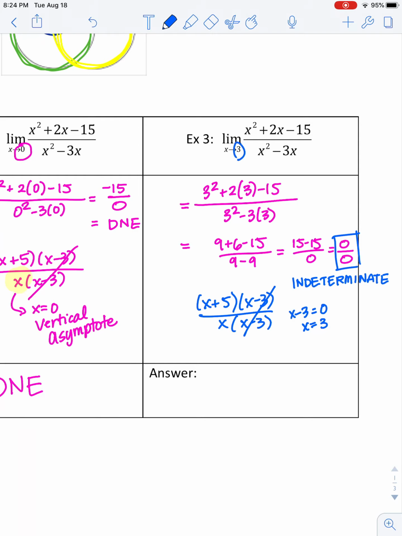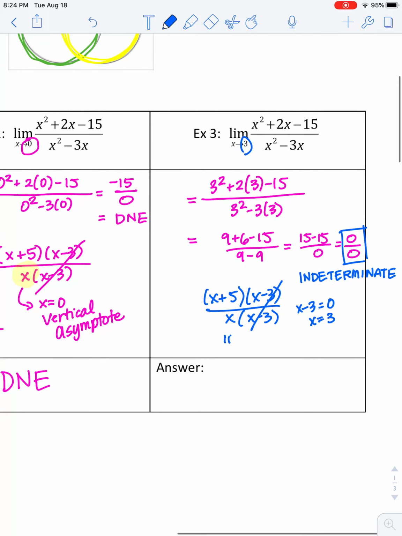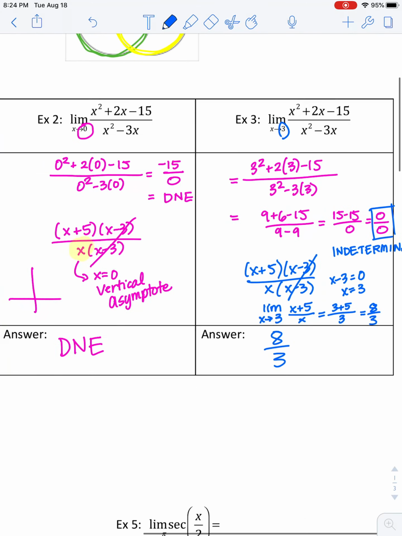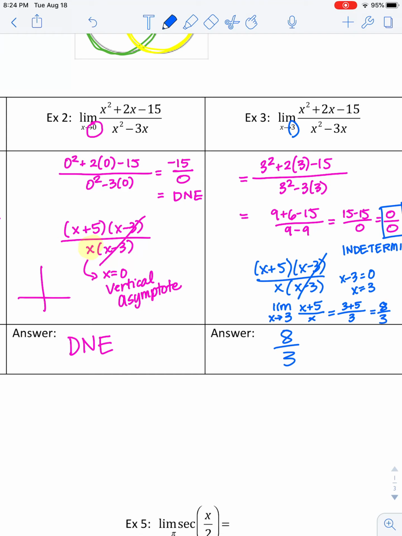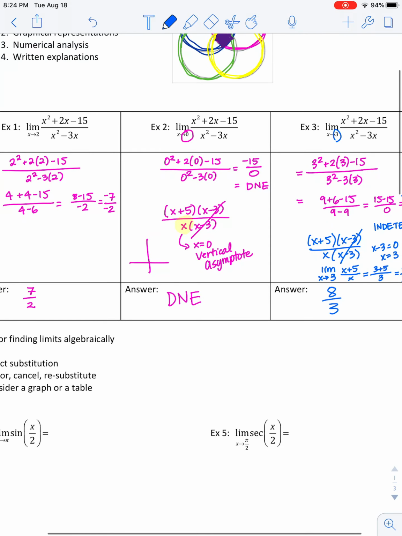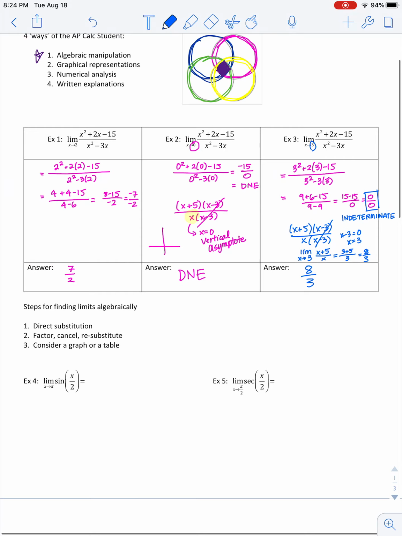Well, if I can cancel that out, what I can do to calculate this is to take the limit of what remains. So I'm going to take the limit as x approaches 3 still, but now I'm just going to reduce it to x plus 5 over x. Plugging in 3 gives me the y value of that hole, so it must be 8/3. And that's our workaround for the hole, to go ahead and factor and cancel. Remember, the difference in example 2 was that we were finding the limit at a totally different value, so that canceling didn't really help us over in example 2.